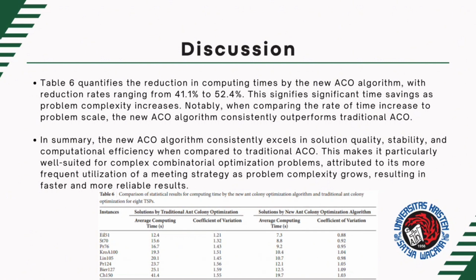In summary, the new ACO algorithm consistently excels in solution quality, stability, and computational efficiency when compared to traditional ACO. This makes it particularly well suited for complex combinatorial optimization problems, attributed to its more frequent utilization of a mapping strategy as problem complexity grows, resulting in faster and more reliable results.